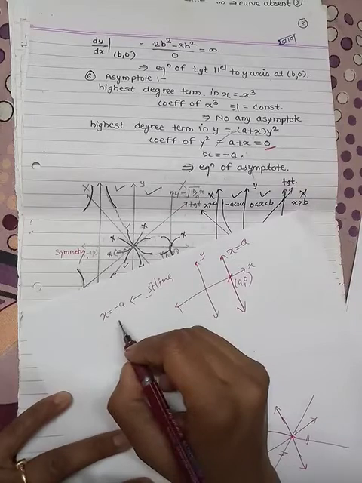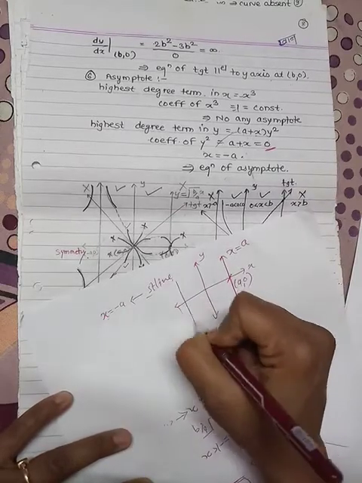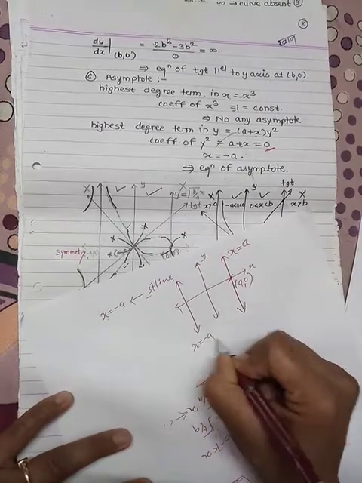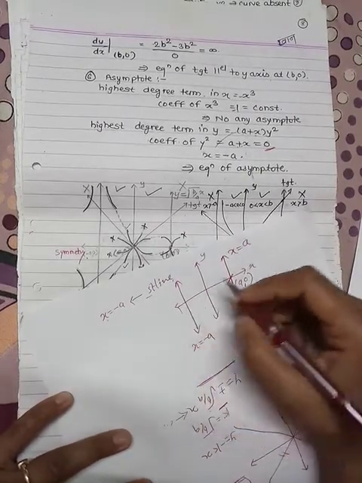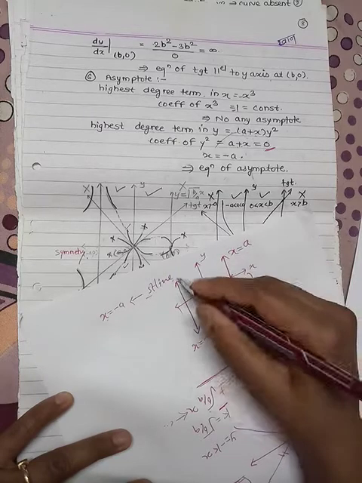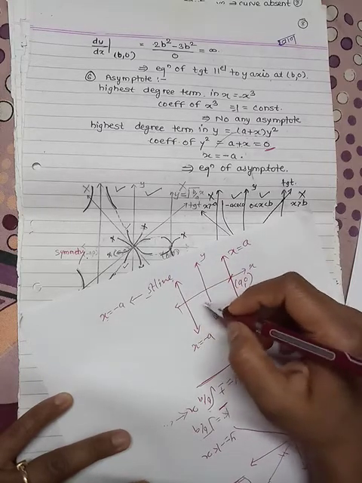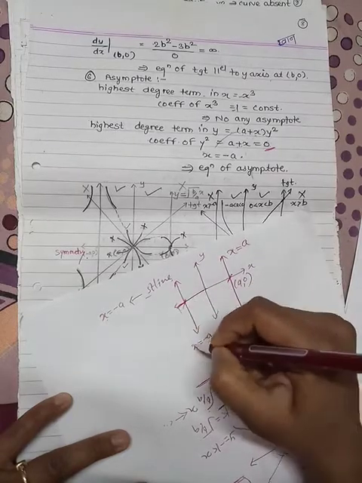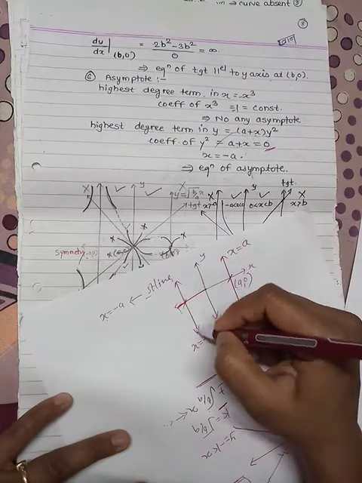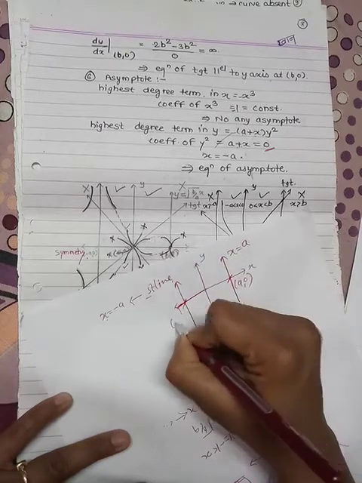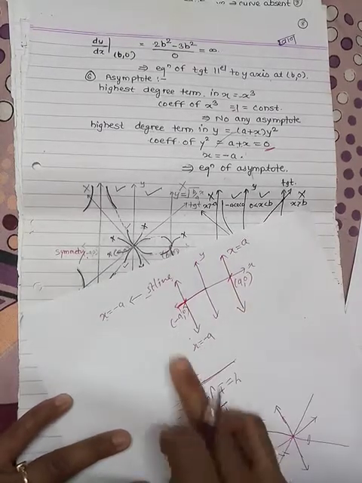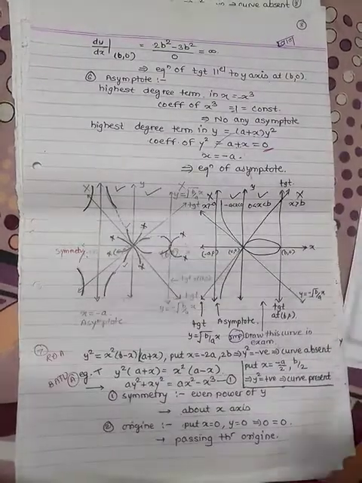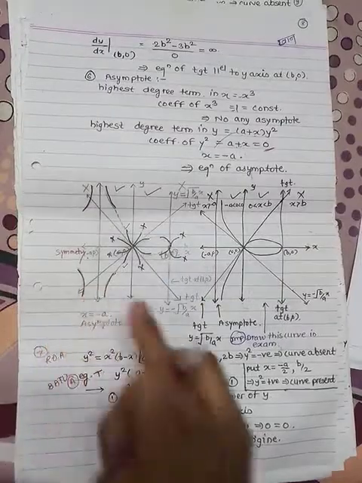Here we have x equal to minus a. This is your x equal to a, hence x equal to minus a lies on the negative x-axis. So x equal to minus a is the straight line parallel to y-axis and passing through the point minus a, 0, which is on the negative x-axis. So this is your asymptote.